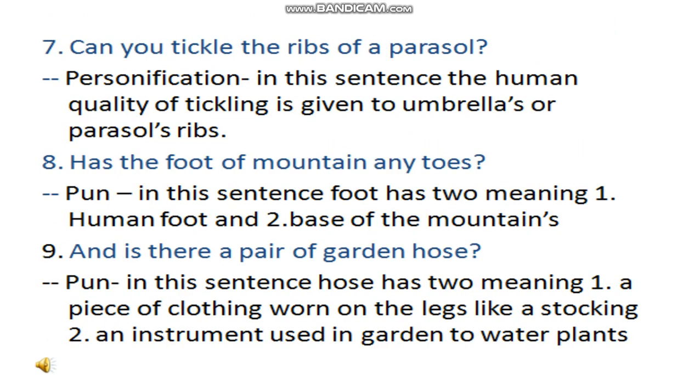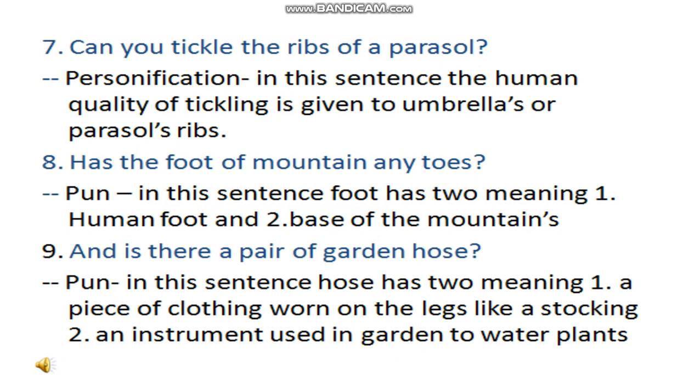The seventh one is, "Can you tickle the leaves of a parasol?" Parasol means umbrella. So here it is a personification. In this sentence, the human quality of tickling is given to the umbrella's leaves. Then, "Has the foot of a mountain any toes?" It is a pun. In this sentence, foot has two meanings. One is the human foot and the second is the base of the mountain.